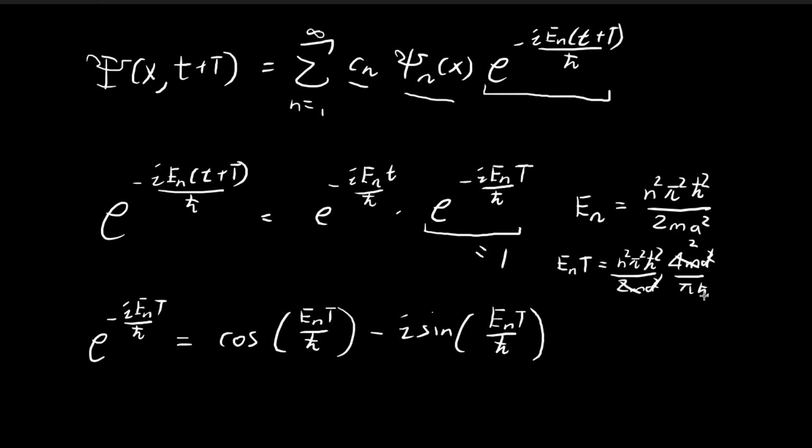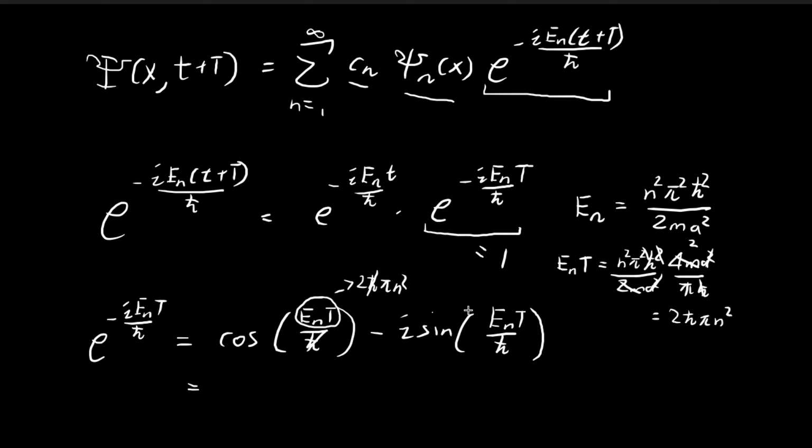The a squares, they cancel out. And then one of the pi's cancels out, and one of the h bars cancels out. So in the end, we have 2 h bar pi n squared. And then inside the cosine and the sine term, we also divide this by h bar. So this E_n T is going to be equal to 2 h bar pi n squared, and then you can actually remove the h bar as well.